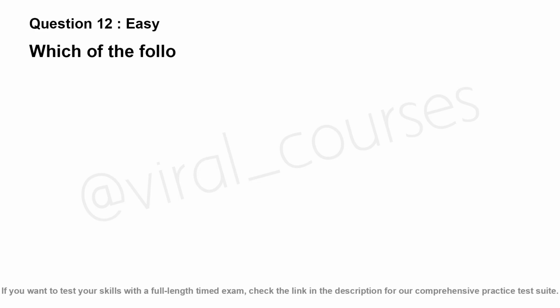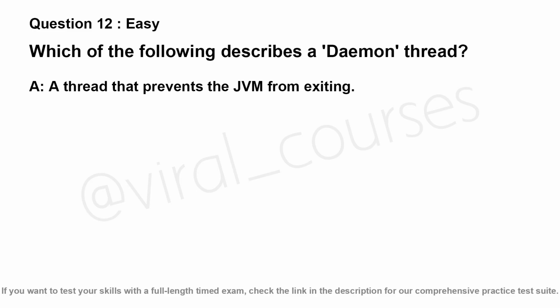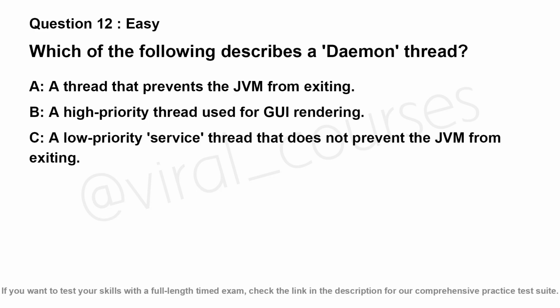Which of the following describes a daemon thread? Option A. A thread that prevents the JVM from exiting. Option B. A high-priority thread used for GUI rendering. Option C. A low-priority service thread that does not prevent the JVM from exiting. Option D. A thread that runs in a separate process.